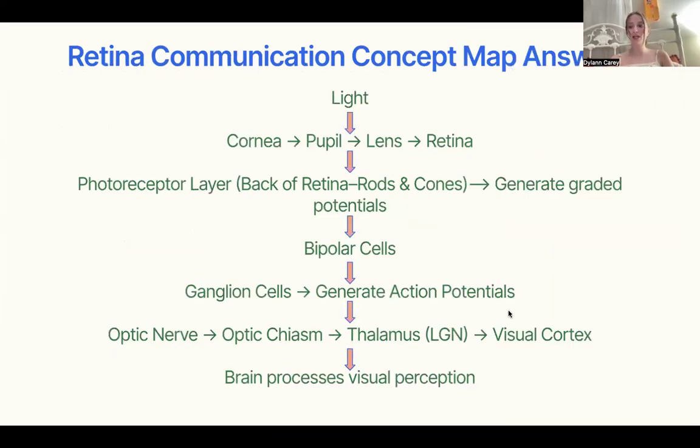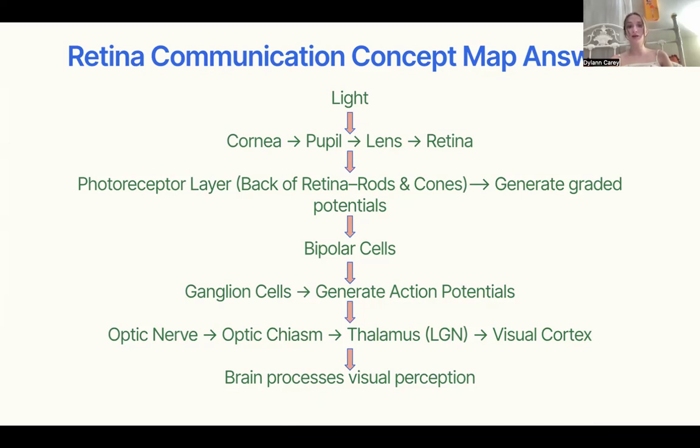And then lastly, I just have the concept map answers. I wanted to touch on how that communication went through each section and give a brief overview of it all together. So first, light, and then it goes to the cornea, pupil, lens, and then finally to the retina. Then in the retina, it will go to the photoreceptor layer, or the back of the retina, and this is where your rods and cones are located.